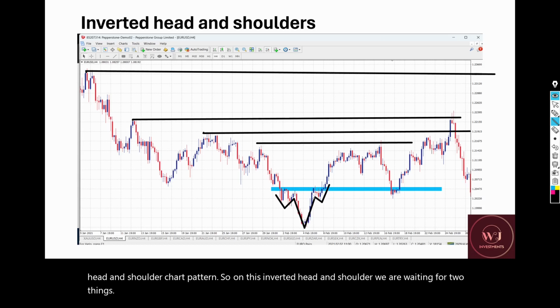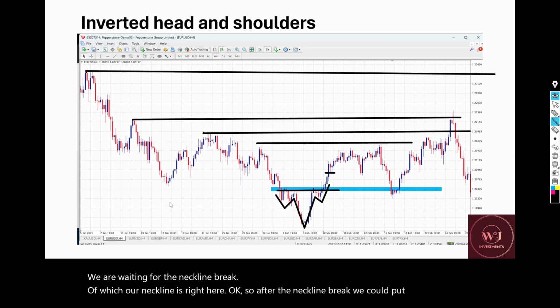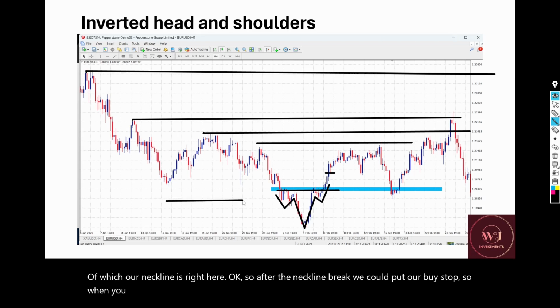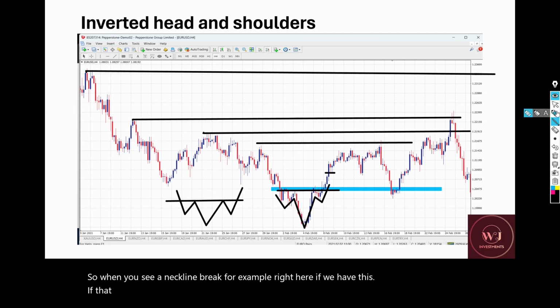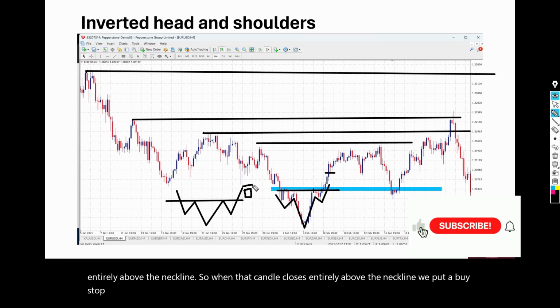We are waiting for the neckline break, of which our neckline is right here. After the neckline break, we could put our buy stop. When you see a neckline break, for example, right here, if that is the pattern, we have to wait for a candle that closes entirely above the neckline. When that candle closes entirely above the neckline, we put a buy stop order. So that is the breakout strategy.